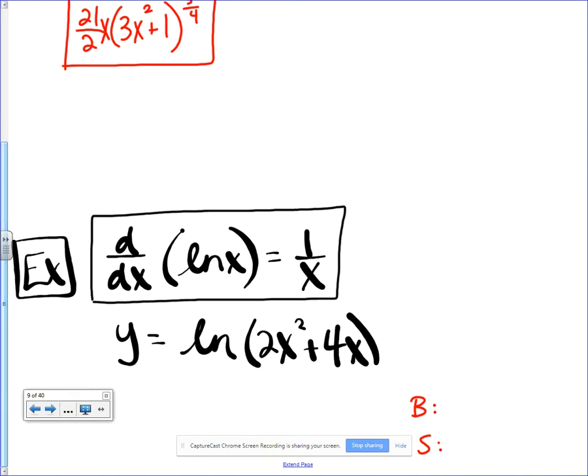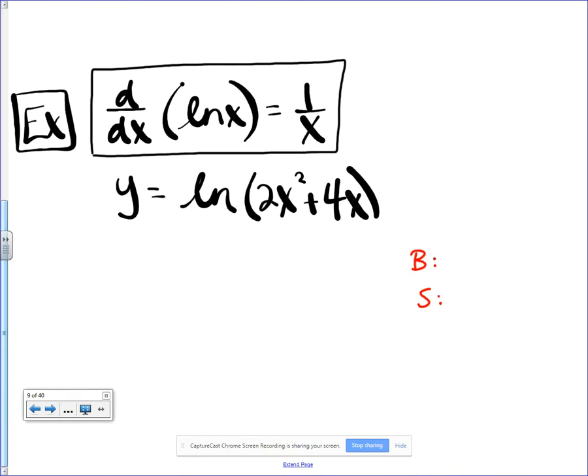Let's do one with a natural log in it. Now, I don't think that we've done the derivative of natural log yet, so I went ahead and put that up there. You can go ahead and put that on your sheet. And the big function here and the little function looks like that.